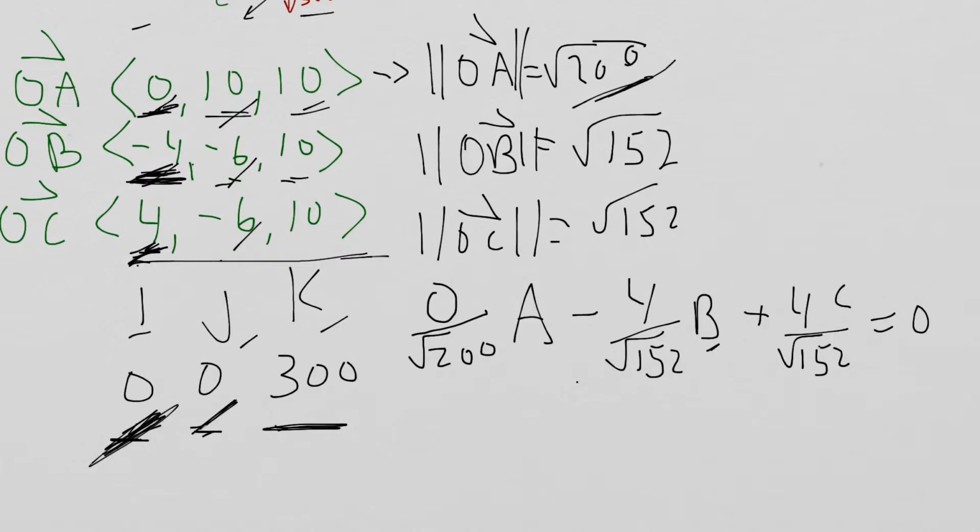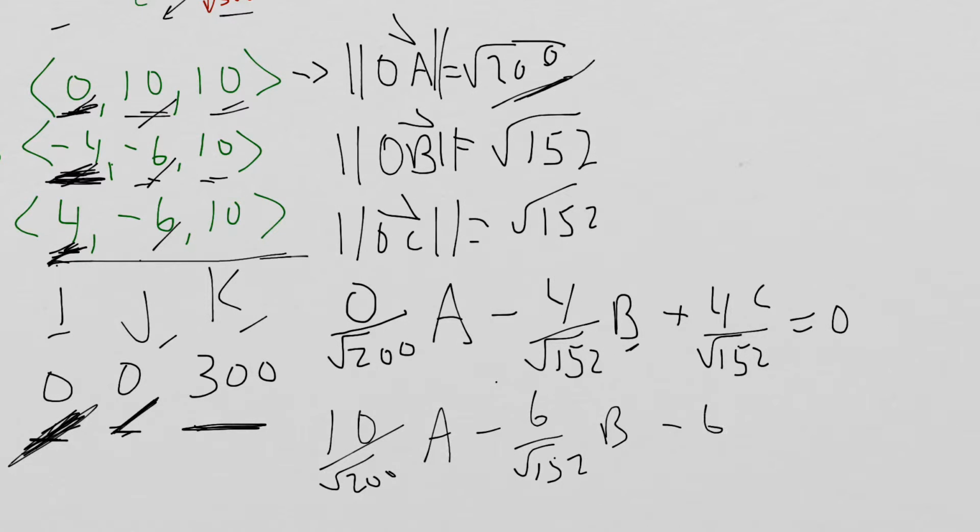In the j direction, we're going to have 0 force, so it's going to be 10, again divided by the square root of 200 times A, minus 6 divided by the square root of 152 times B, minus 6 times C divided by the square root of 152.